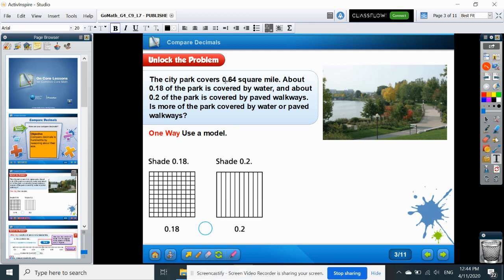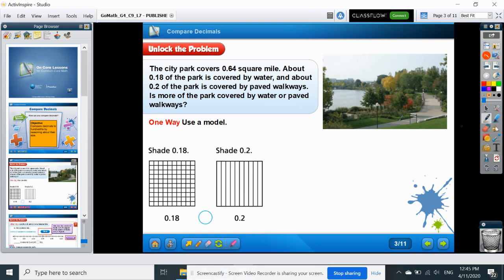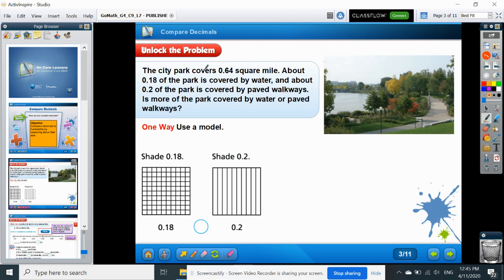The city park covers 6,400 square miles. About 18 hundredths of the park is covered by water, and about 2/10 of the park is covered by paved walkways. Is more of the park covered by water or paved walkways? Of course, first, let's cross out the extra information that we don't need.